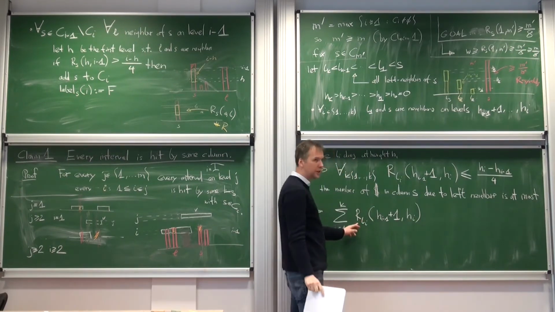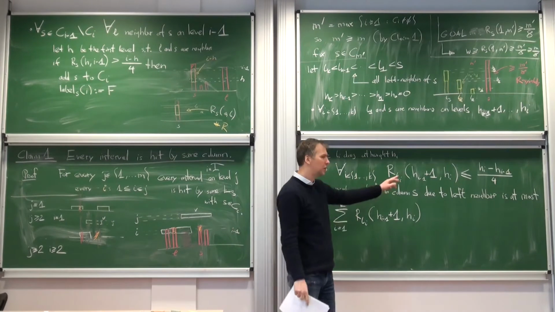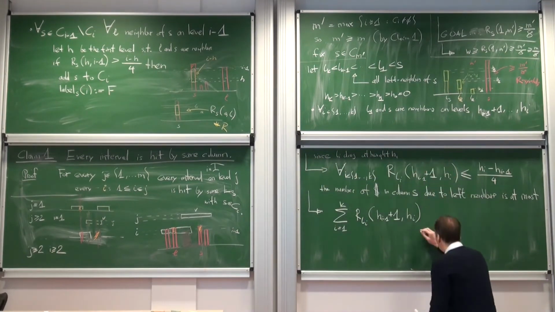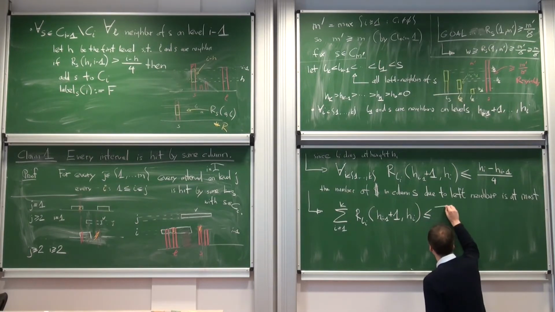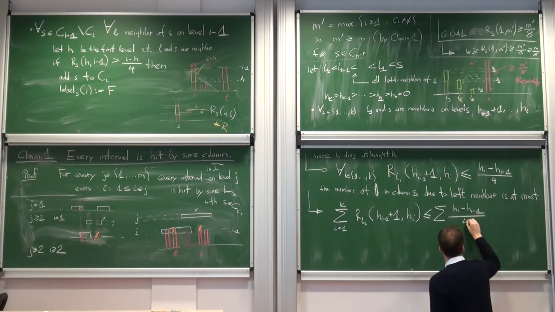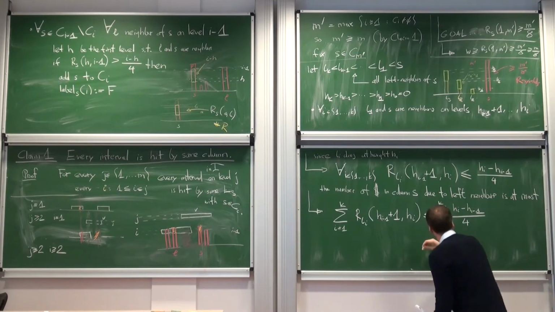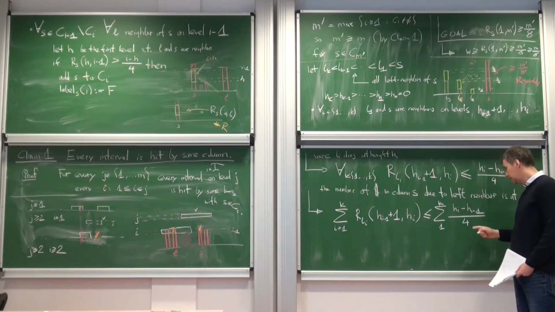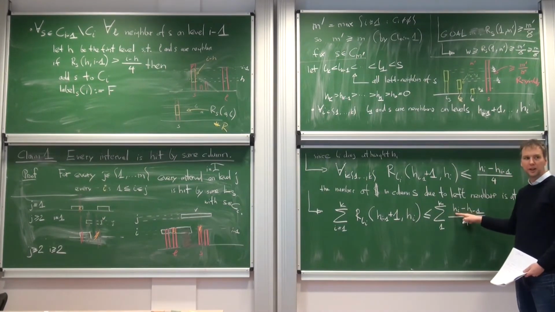And each term in the sum was actually bounded here. So we get that this is less or equal than the sum of h_i minus h_{i-1} over 4, and it goes from 1 to k. So you see that it's a telescope, and so it's only the last one that survives.